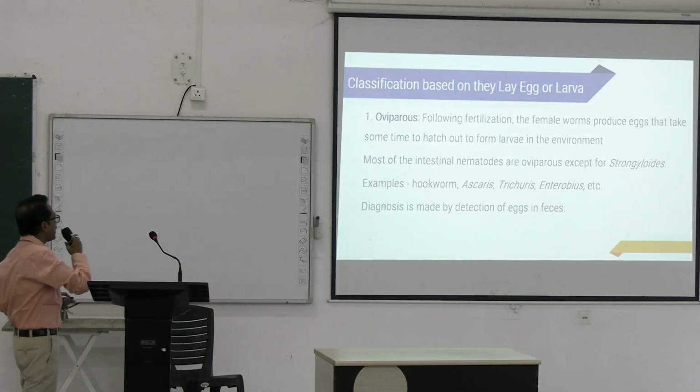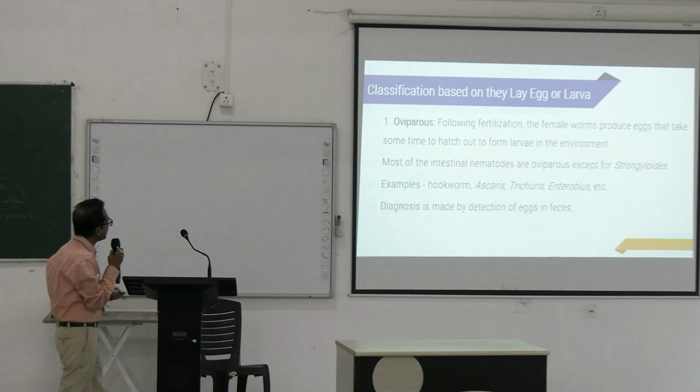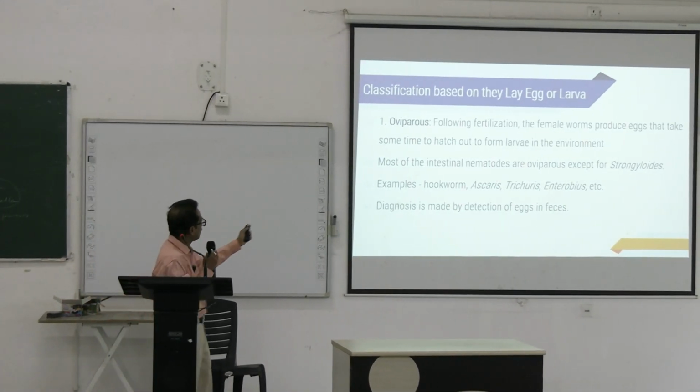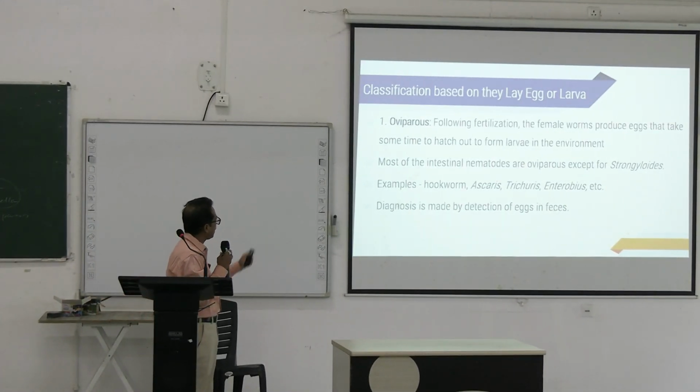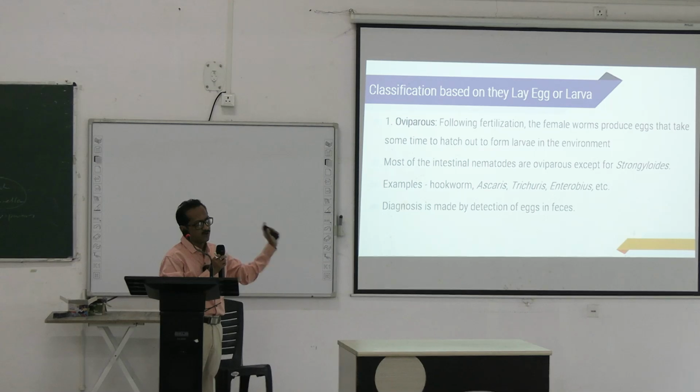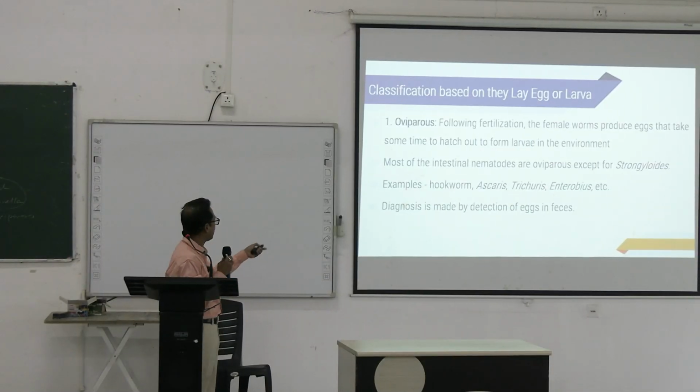Oviparous: following fertilization, female worms produce eggs that take some time to hatch out, and most of the intestinal nematodes are oviparous except Strongyloides. Strongyloides is ovoviviparous.